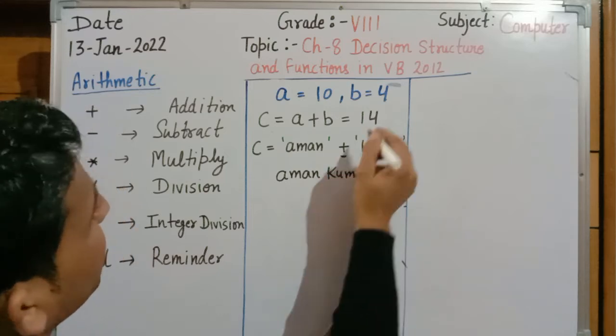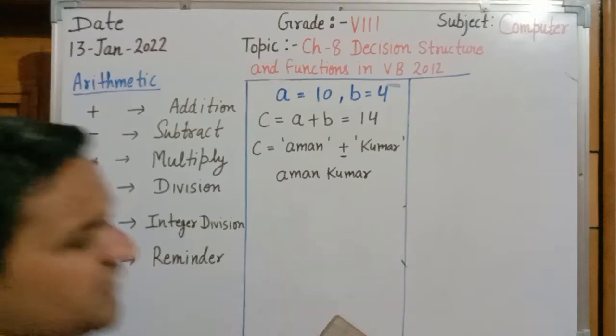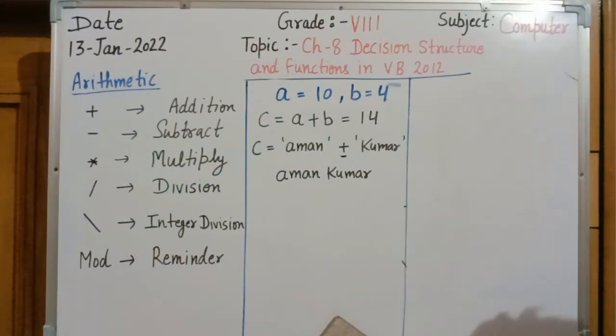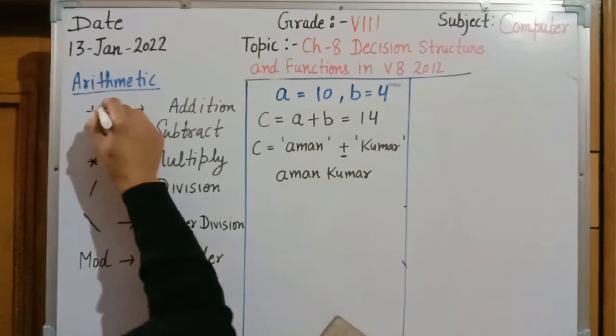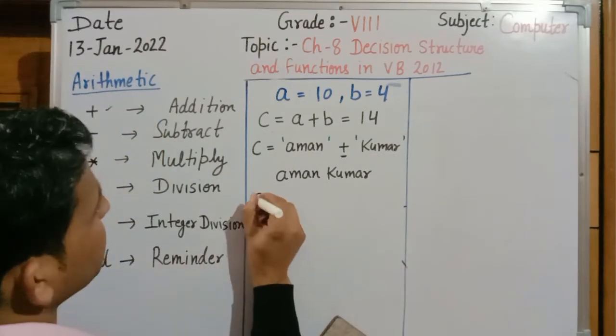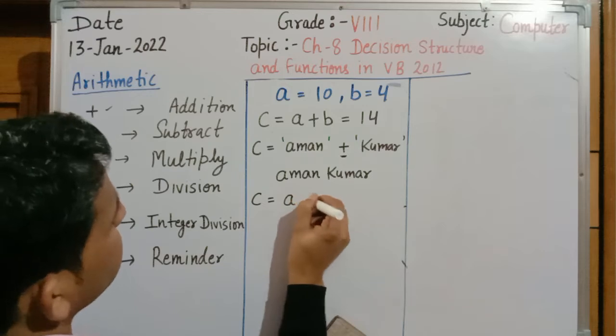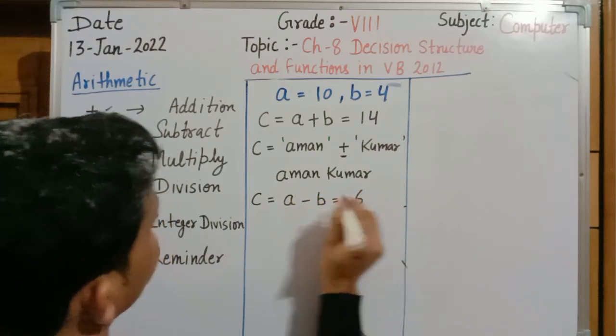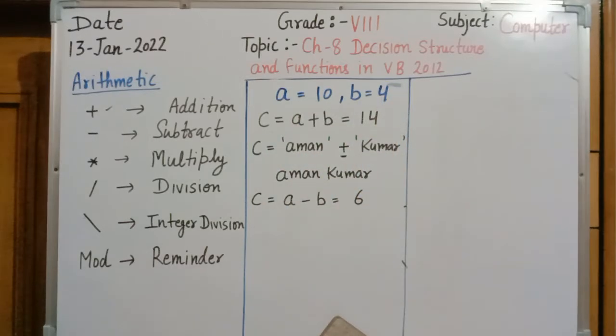In the case of mathematical values, it is an addition operation. In the case of a string or a character, it is a concatenation operation. This is the use of plus. If I am writing C equal to A minus B, the result will be 10 minus 4, which is 6.